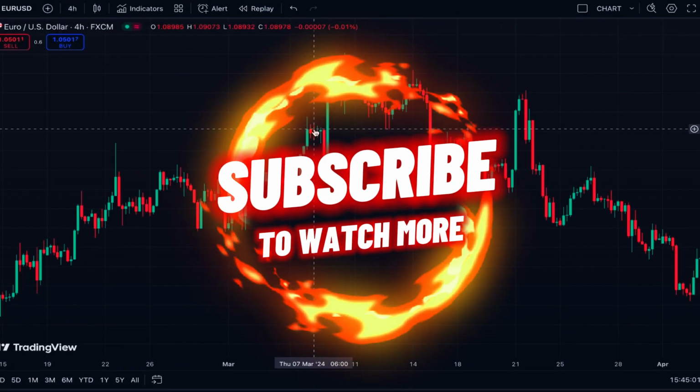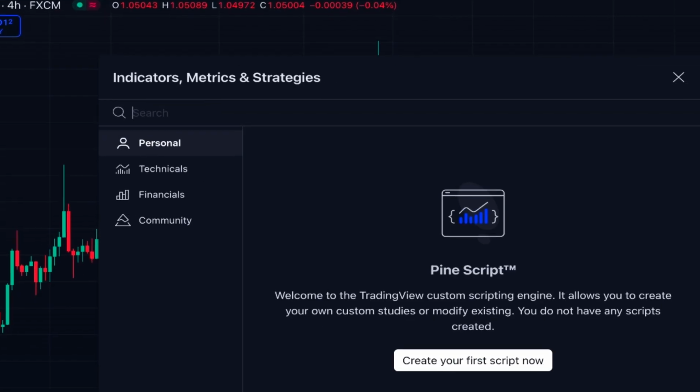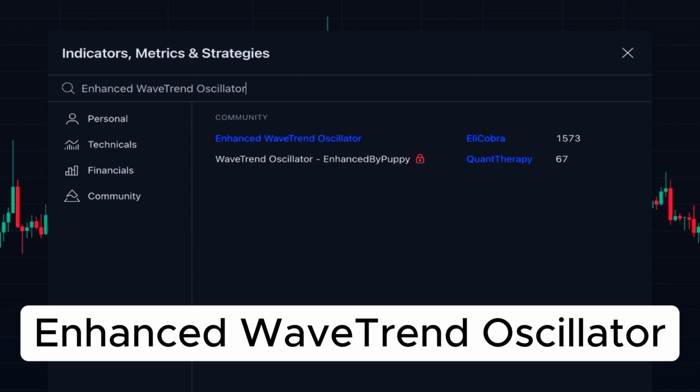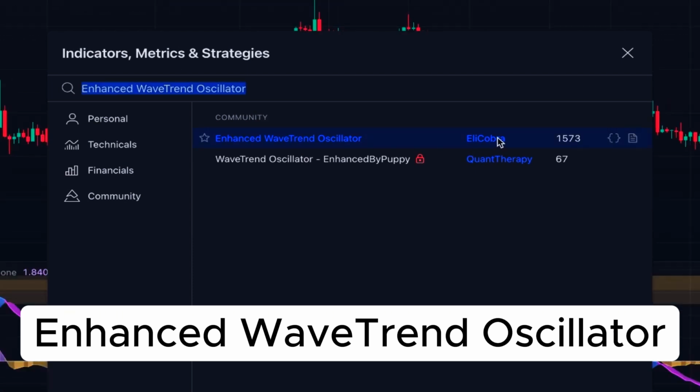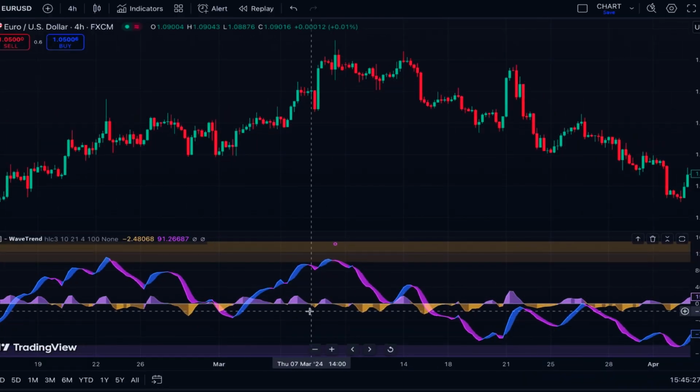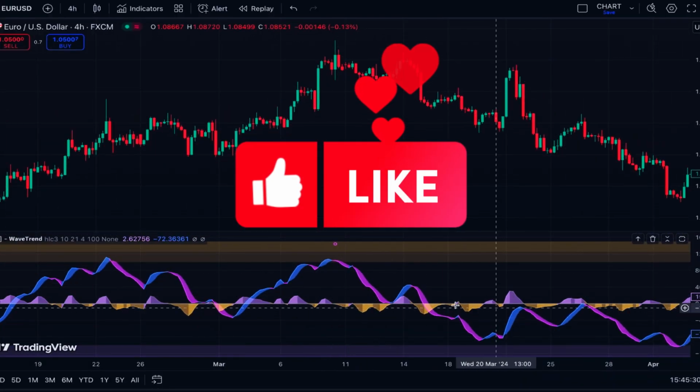To add this amazing indicator to our chart, here we click on indicators and we search enhanced wave trend oscillator. This one, which is written by someone named Eli Cobra. Alright, this is the oscillator, and as you can see, it is added here below the chart.